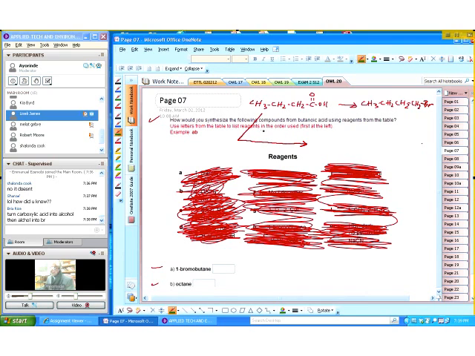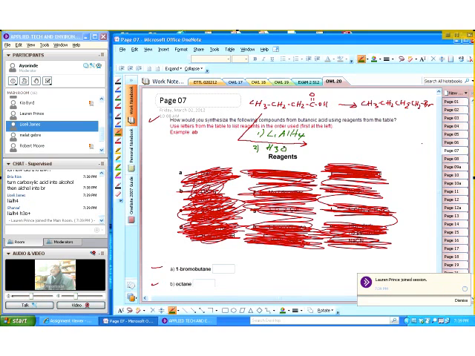Now don't look at here now. What reagent do we need to turn to an alcohol? Okay, lithium aluminum hydride, step 1. Very good. Lithium aluminum hydride followed by hydronium ion, and that will give us the primary alcohol.